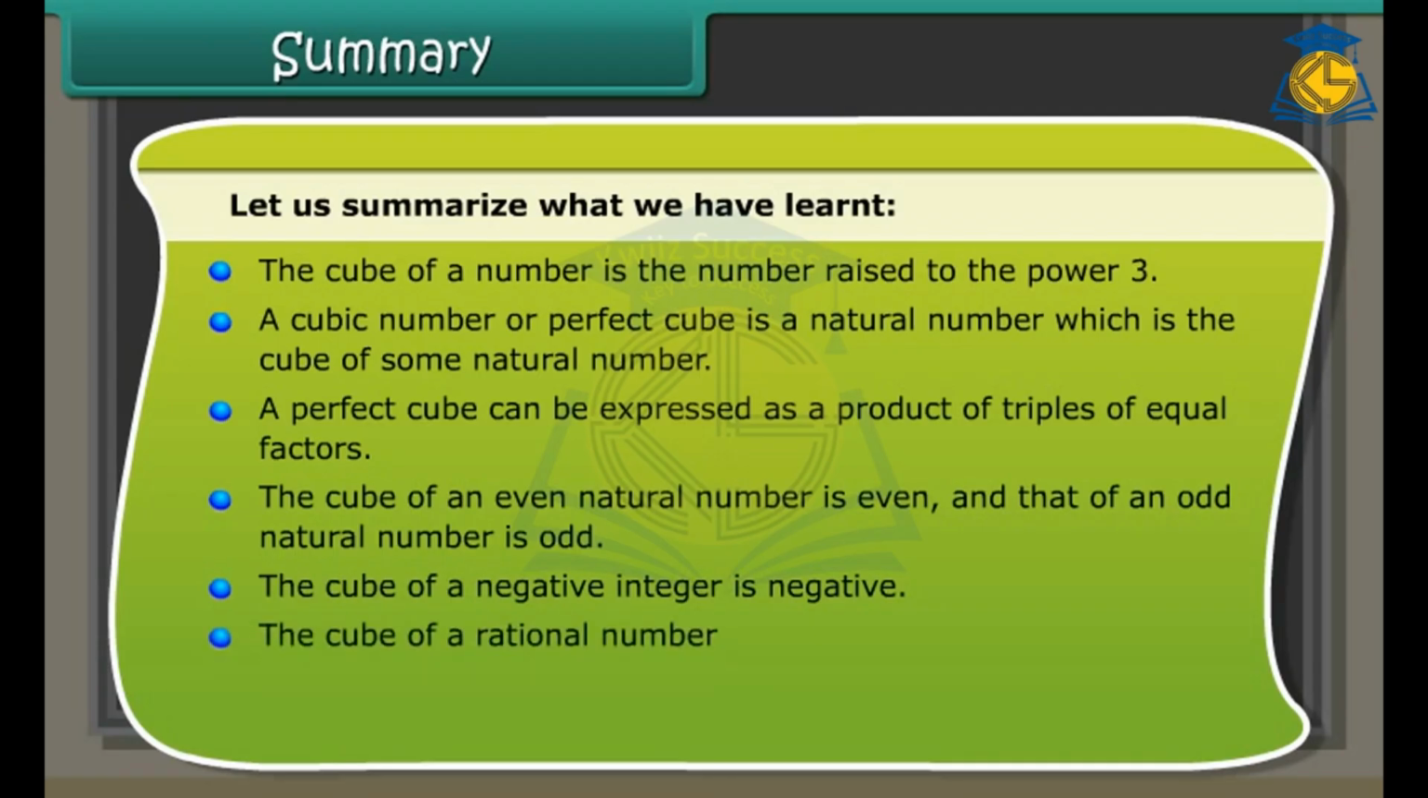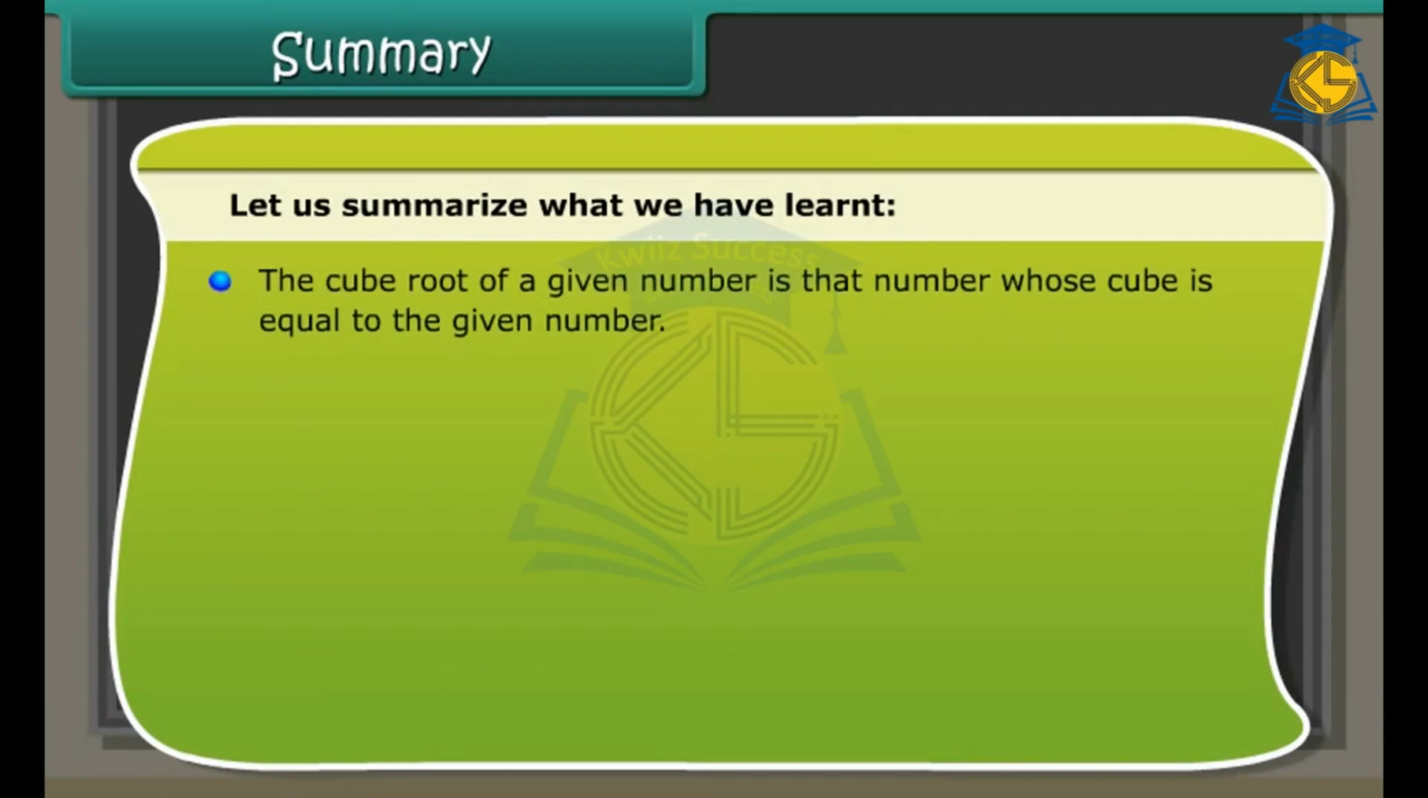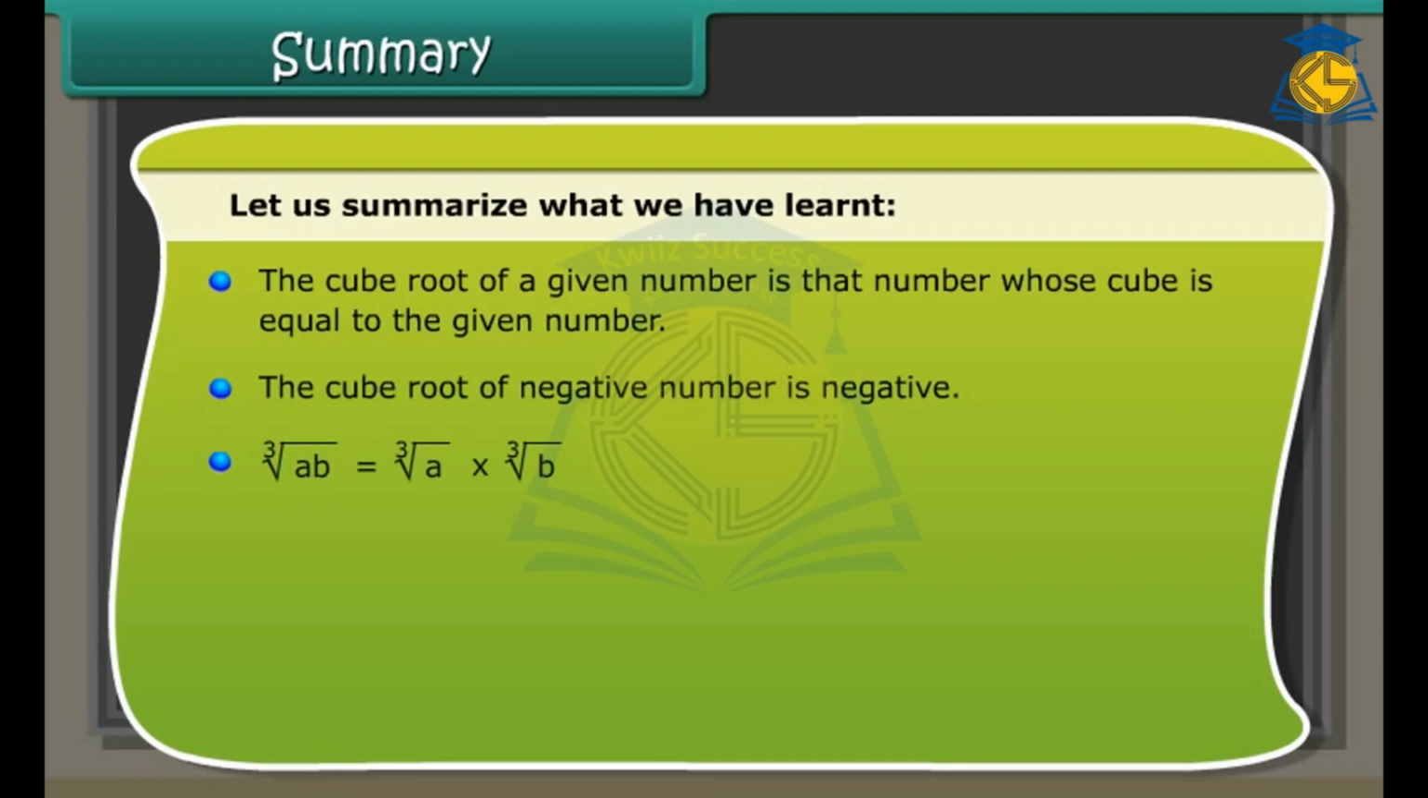The cube of a rational number a upon b is a upon b whole cube, which is equal to a cube upon b cube. The cube root of a given number is that number whose cube is equal to the given number. The cube root of a negative number is negative. Cube root of ab is equal to cube root of a into cube root of b.